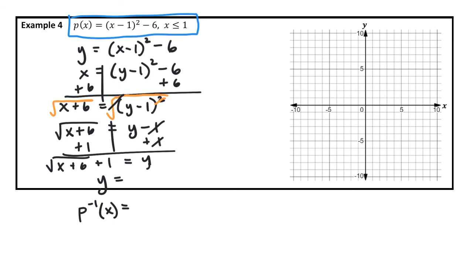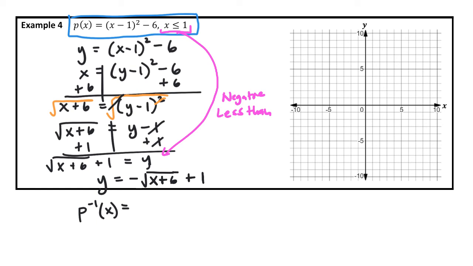We're making it a negative because we have a less than symbol. So it's going to be negative square root of x plus 6 plus 1 outside, and then negative square root of x plus 6 plus 1.